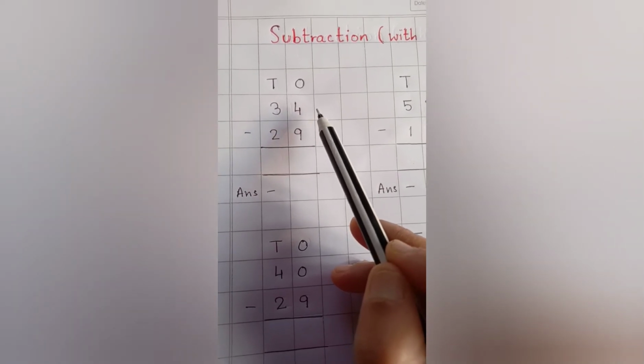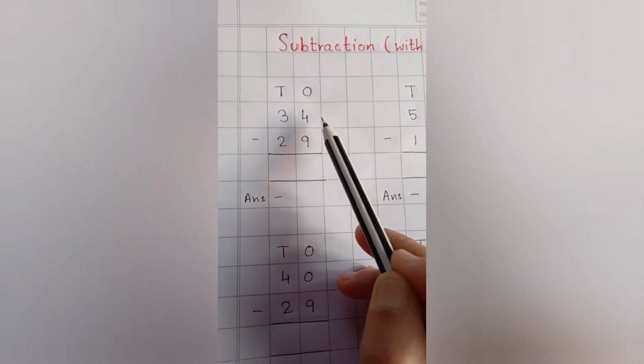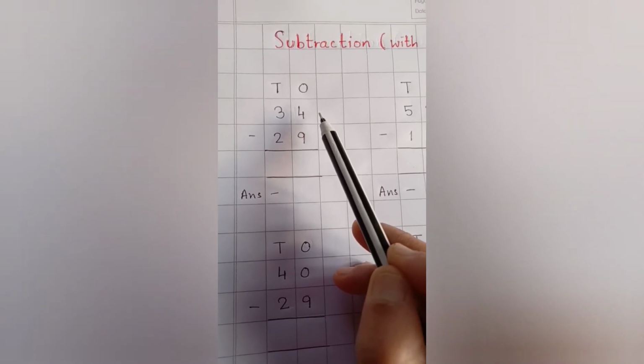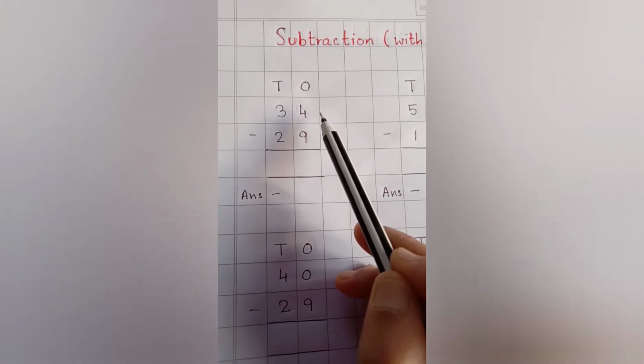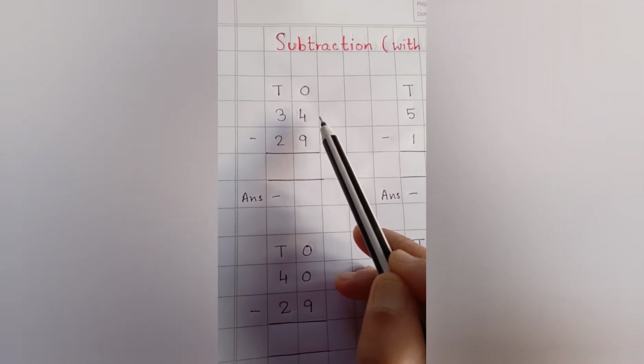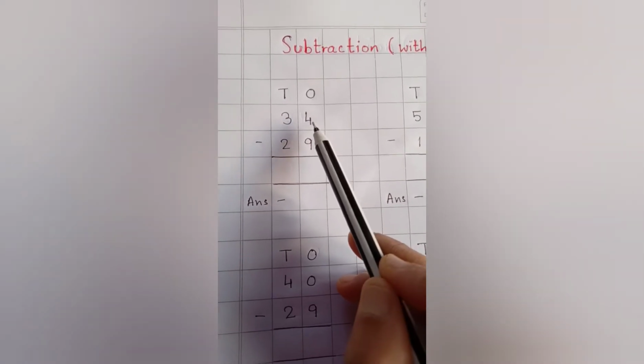Now you remember the story of Komal and Sarah? Komal didn't have the pencil that Sarah asked for. So what did Komal do? Komal borrowed a pencil from Simran in order to give it to Sarah. So here also we are going to do the same process.